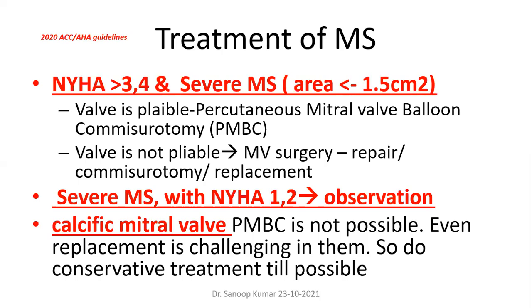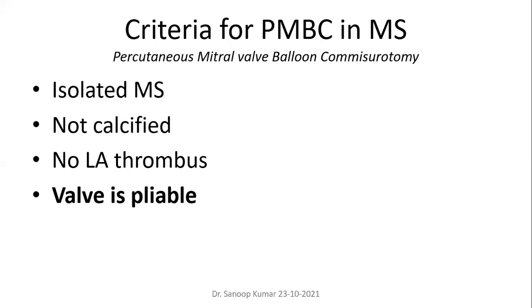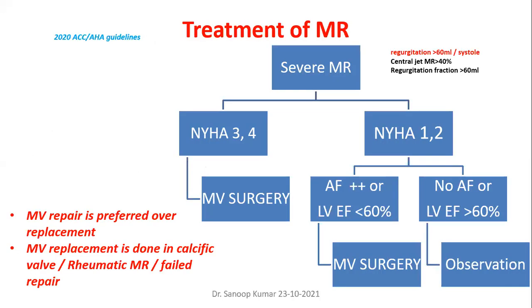So you will have to take a comprehensive decision. Should you do a surgery or observe the patient? Maximum possible, if calcified valve, we will observe the patient conservatively. And whenever the patient is symptomatic only, we will go ahead with a surgical repair. This is the criteria for doing a percutaneous balloon valve commissurotomy: isolated MS, no calcification, there should not be thrombus, and the valve should be pliable.